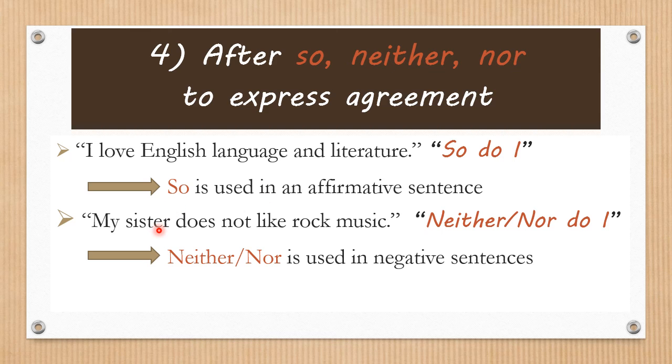Another example: my sister does not like rock music. In this case, we have neither or nor do I, which is used in negative sentences. Again, we have inversion, auxiliary verb plus subject after neither or nor.